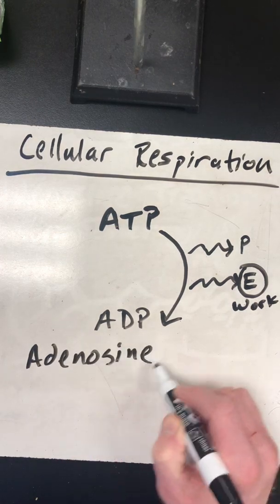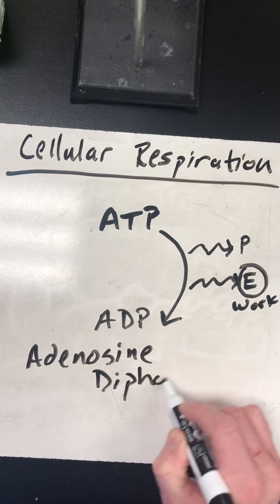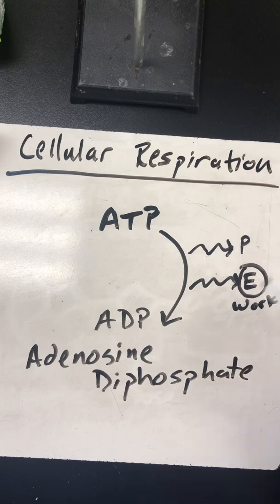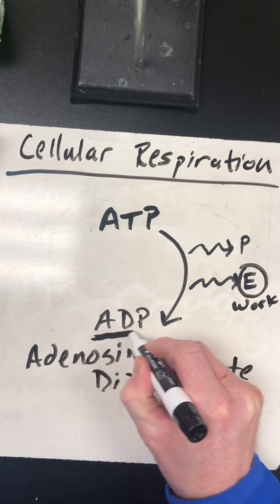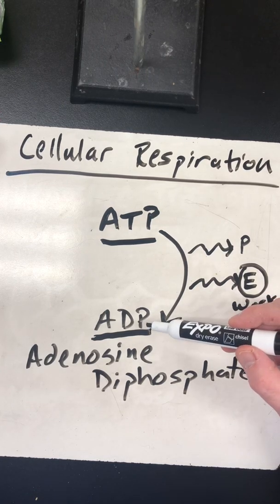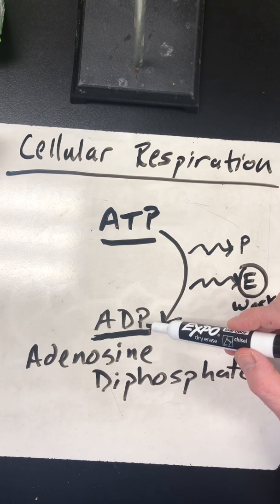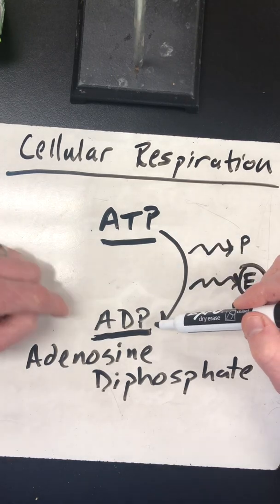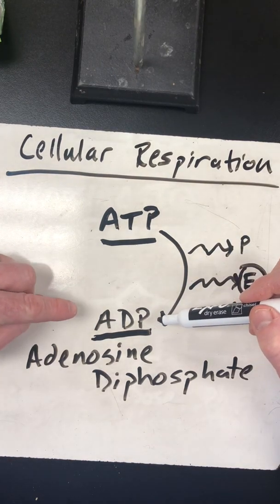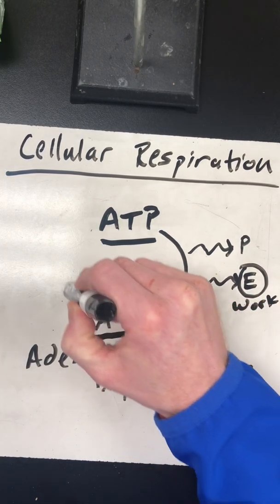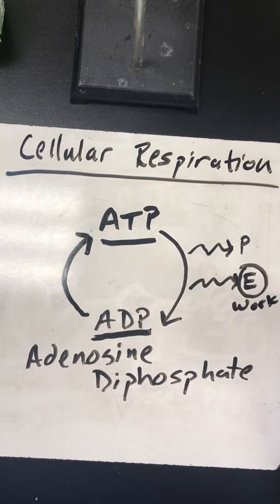Adenosine diphosphate has 2 phosphate molecules. So here's the comparison. ADP, they compare to a half-charged battery, right? So a half-charged battery has a little bit of energy, but not a lot. So in order to get a lot of energy, let's say you got a remote control car and you're going to race it. Well, you better charge that battery in order for that race to occur. So what do I have to do? I have to take this ADP and transfer it back to ATP.